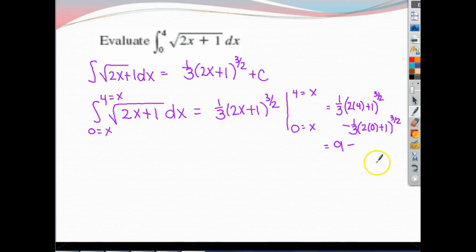Okay, 2 times 0 is 0. 0 plus 1 is 1. Square root of 1 is 1. 1 cubed is 1. So you have 9 minus 1/3, or 8 2/3.